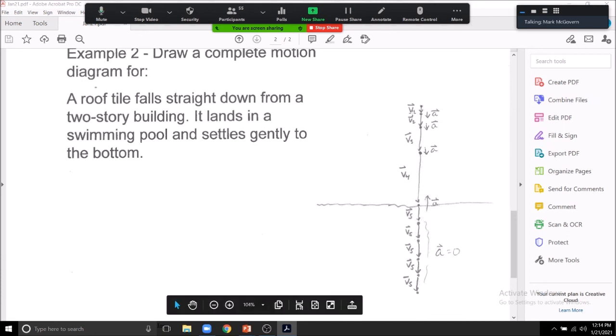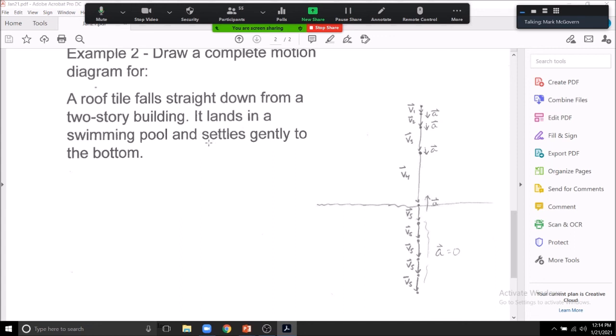So when the tile falls from the roof, we are going to experience an acceleration. So I have 1, 2, 3, 4, 5 points drawn with progressively longer and longer velocity vectors. I've labeled them V1, V2, V3, and V4. We are speeding up, so I draw acceleration vectors at each intermediate point. Now, I took a little liberty with the second part. It lands in a swimming pool.